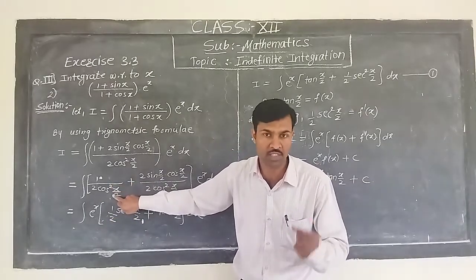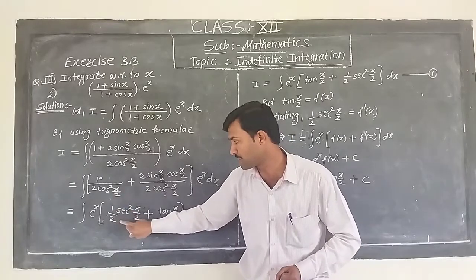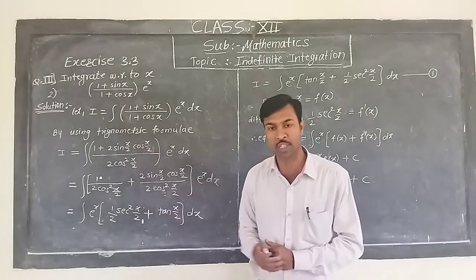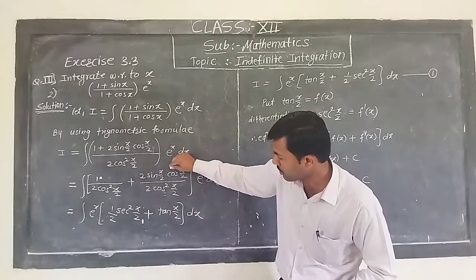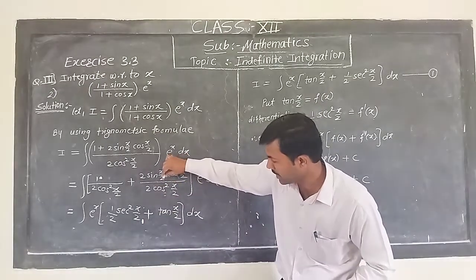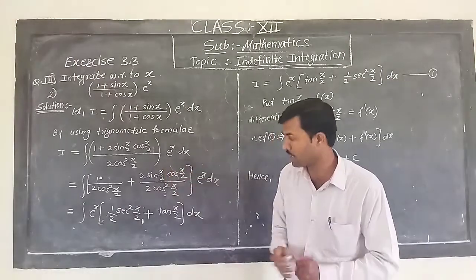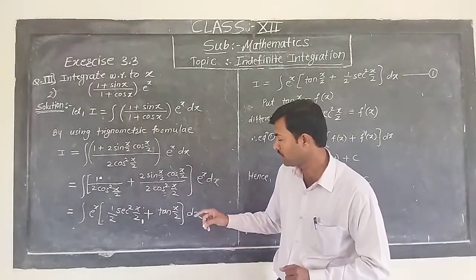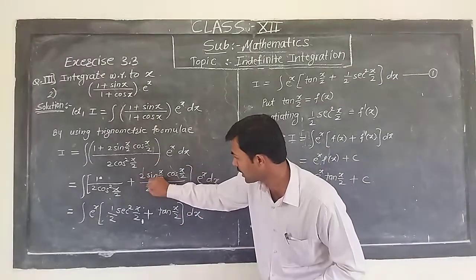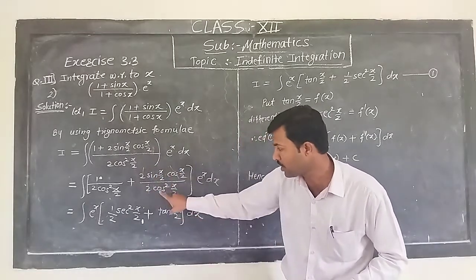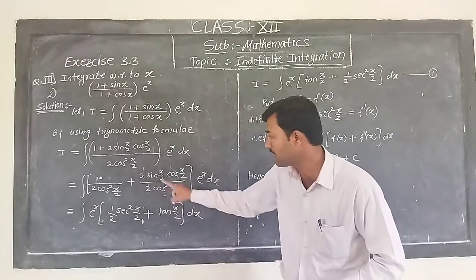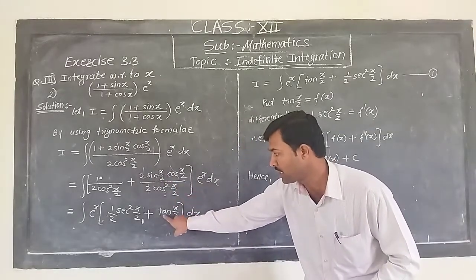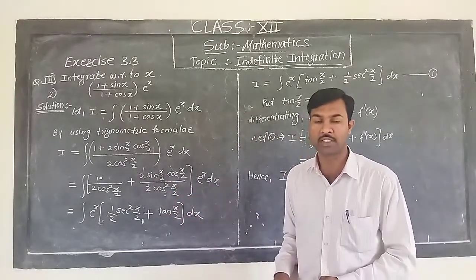1 upon cos is the sec, so 1 upon cos square x by 2 is sec square x by 2 plus, here 2 gets cancelled, 1 cos x by 2 gets cancelled with the square of this cos square x by 2. So the remaining terms are, 2 also gets cancelled, sin x by 2 upon cos x by 2, and sin theta upon cos theta is tan theta. So sin x by 2 upon cos x by 2 is tan x by 2 into dx.